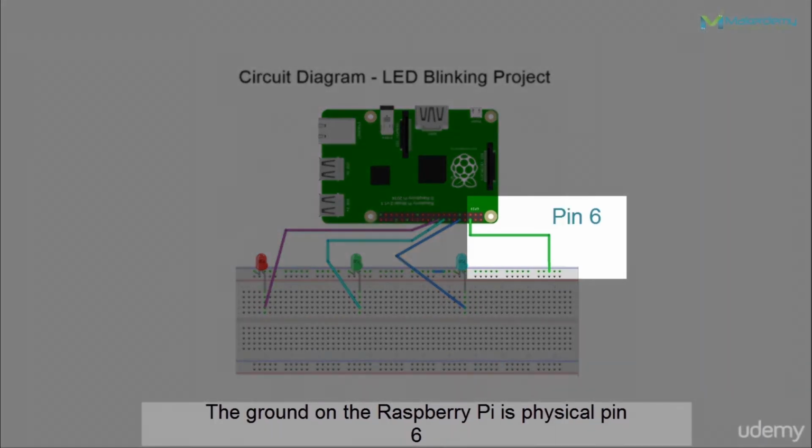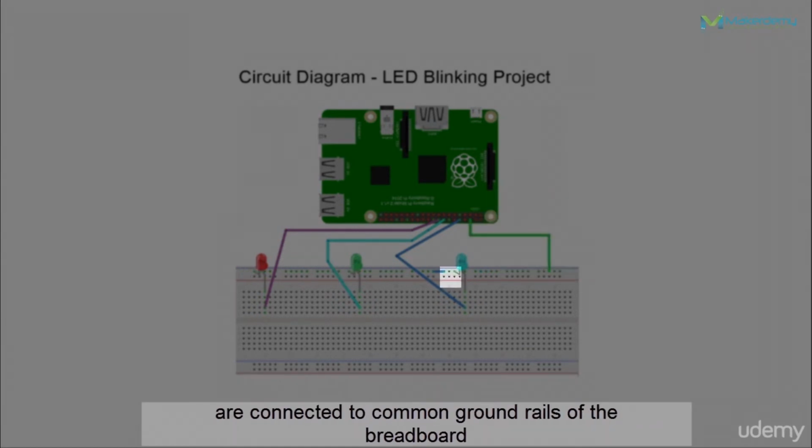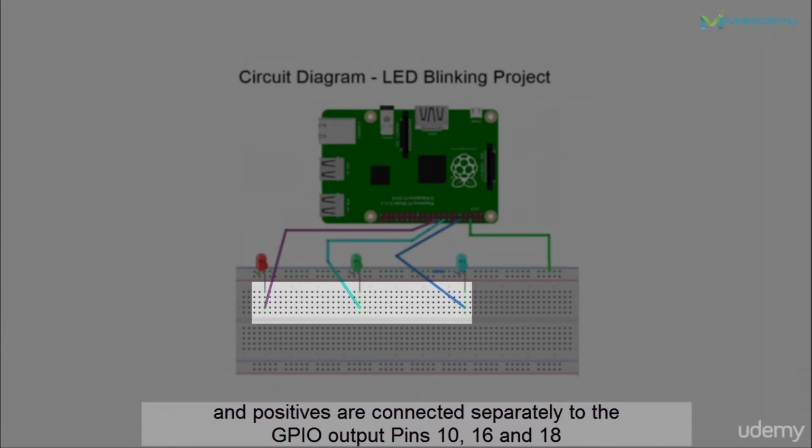The ground on the Raspberry Pi is physical pin 6. As you can see, the negative sides of the LEDs are connected to the common ground rail of the breadboard, and the positives are connected separately to the GPIO output pins 10, 16 and 18.